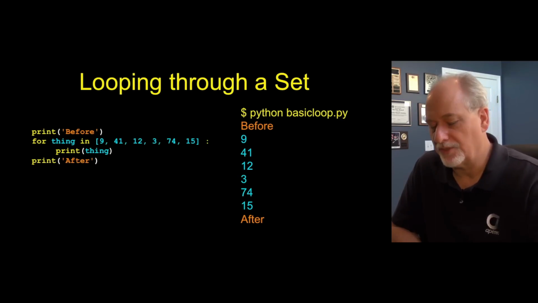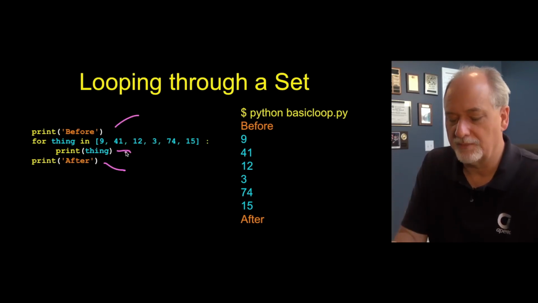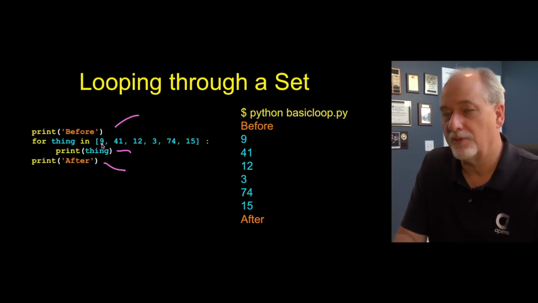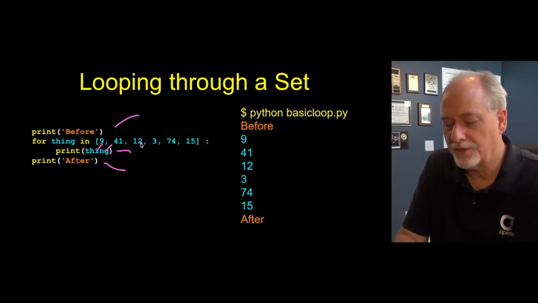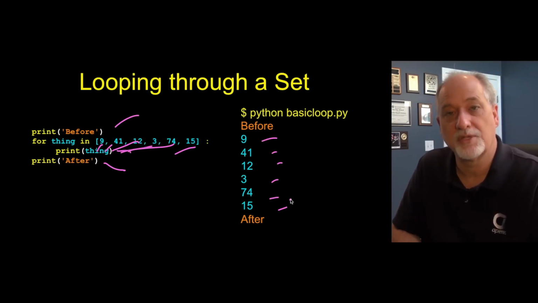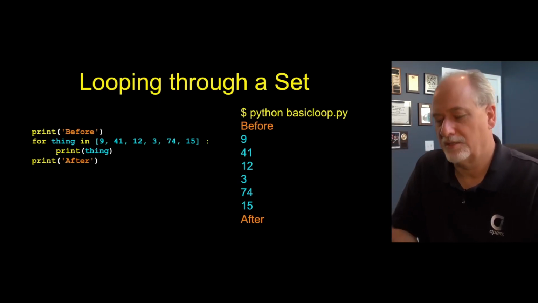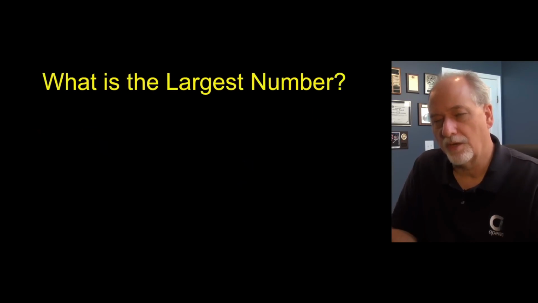So we're going to use this loop. It's just going to loop through a set of 6 numbers. So we're going to do something before the loop, we're going to do something after the loop, and then we're going to run the loop some number of times. In this case, thing is our iteration variable because I'm using mnemonic variable names now. So it's going to run 9, 41, 12, 3, 74, and 15. It runs this loop 6 times, and away we go. Now this loop does nothing except print stuff out. Of course, I like to do that first, always print things out to make sure that my brain is functioning.